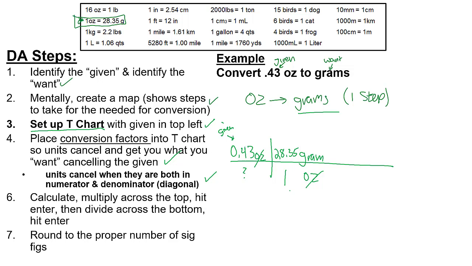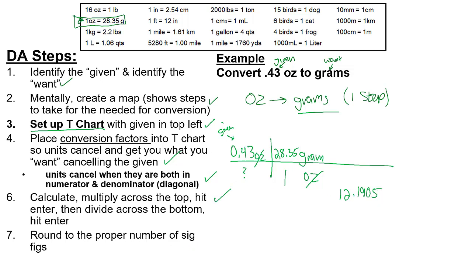So now it's time to do our calculation. You're going to take your calculator, put it in your left hand, and let's plug and chug. 0.43 ounces times 28.35. I'm going to multiply across the top, hit equals. Now I'm going to say divided by whatever numbers are on the bottom. In this case, it's 1. So divided by 1 equals. And that is going to wind up giving me, for my answer, 12.1905 ounces. But wait a second.